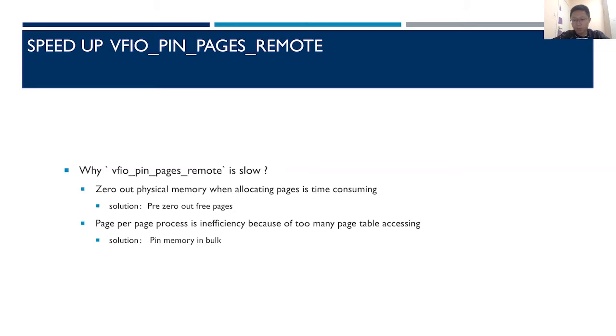As a solution, we introduce a new feature called pre-zero-out free pages to speed up page allocation. The idea is simple. Zero out free pages in advance. Then when allocating pages, zero-out can be skipped. The second issue is that VFIO DMA map pins memory in a page-by-page way. This results in too many page table entry accesses. As a solution, pinning memory in bulk is used to reduce the cost.